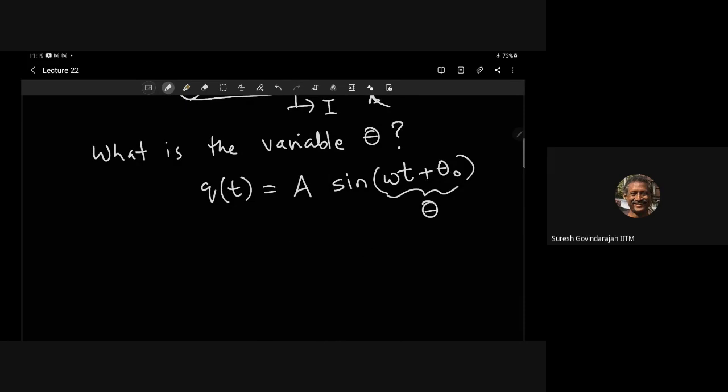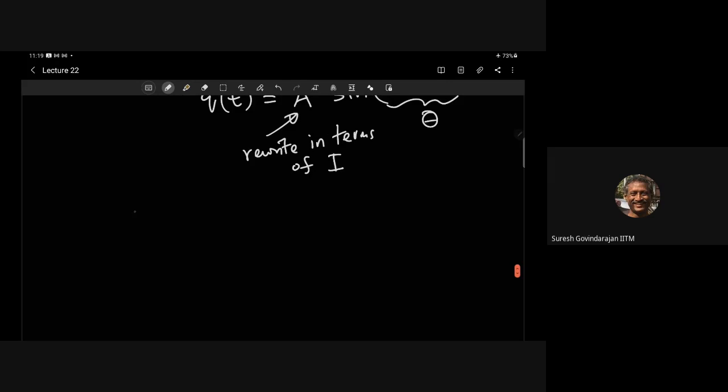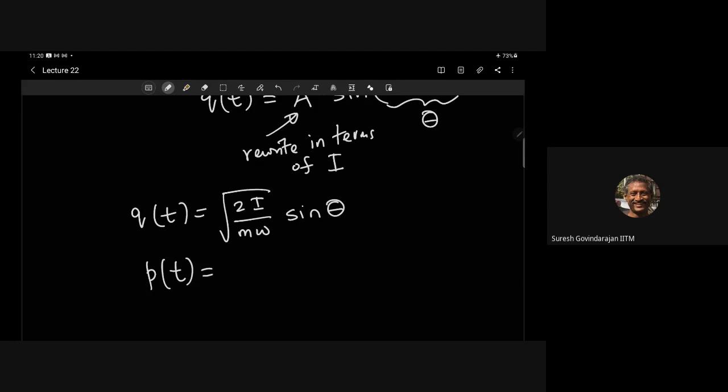Okay, so the energy, we want to rewrite in terms of E, and you can just go ahead and see that Q of T will become root 2I by m omega sine theta, and P of T will also be proportional to root I, but some other factor. On dimensional grounds you can fix the other factors. It becomes root 2I m omega cosine theta.